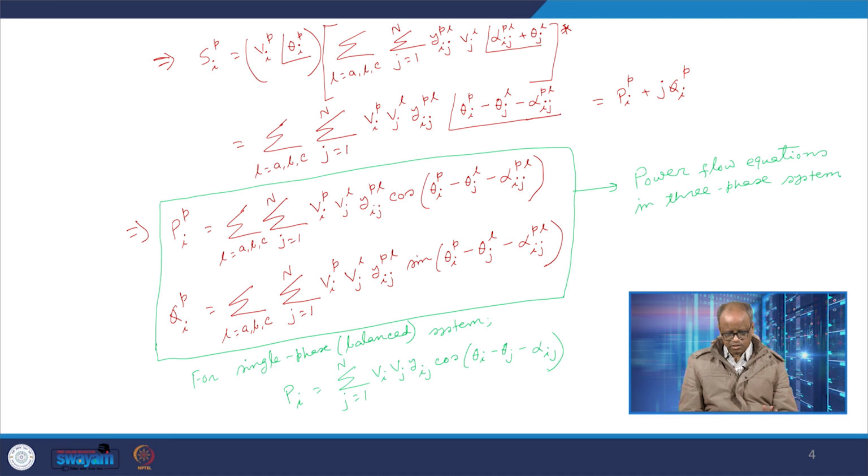The only thing is that in the case of a three phase system, the phase notations also come into the picture. That is why the number of terms in a three phase system increases. So these are the power flow equations in a three phase system. Now with these power flow equations, we are ready to go into more detail of the load flow analysis of a three phase system.